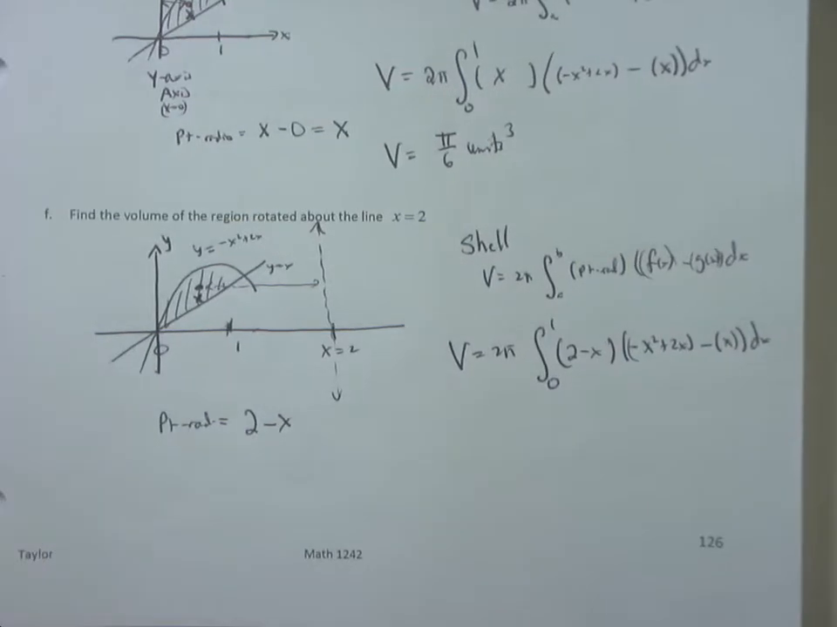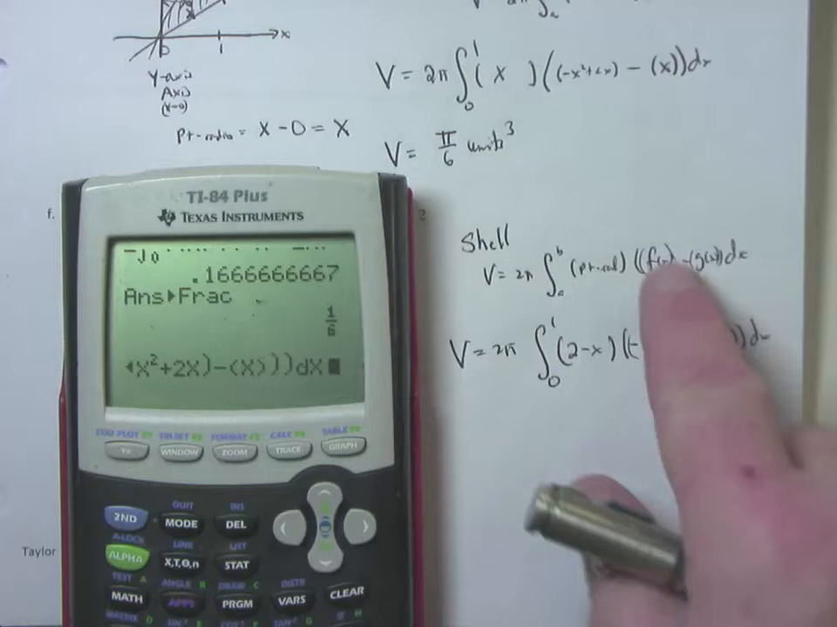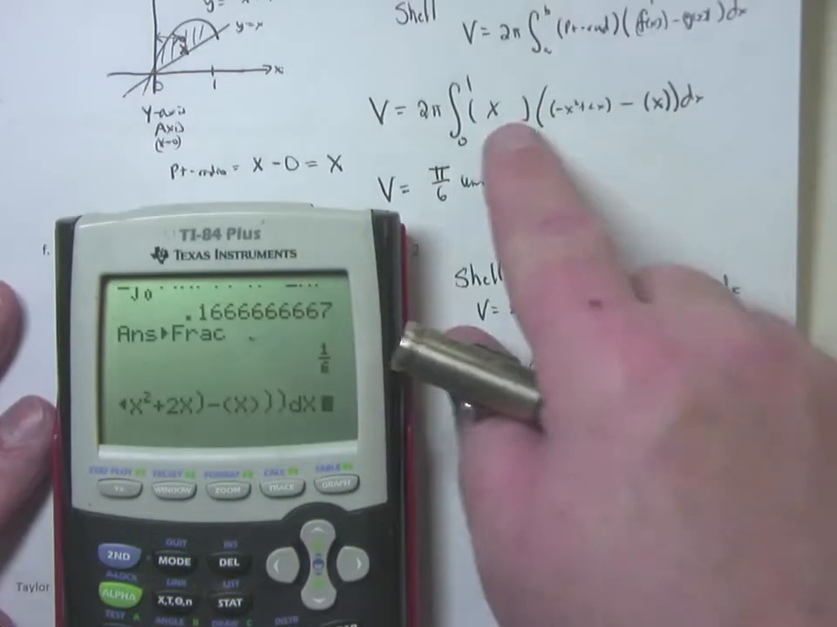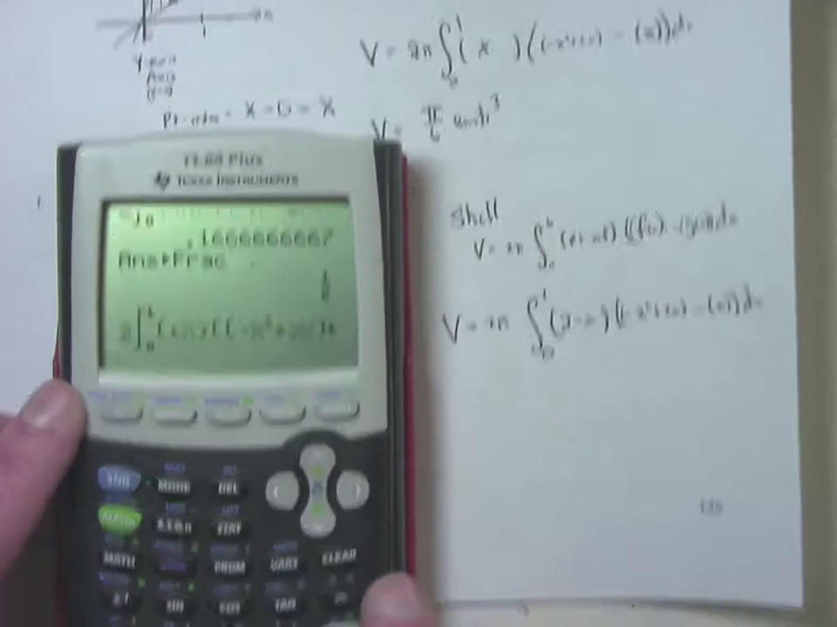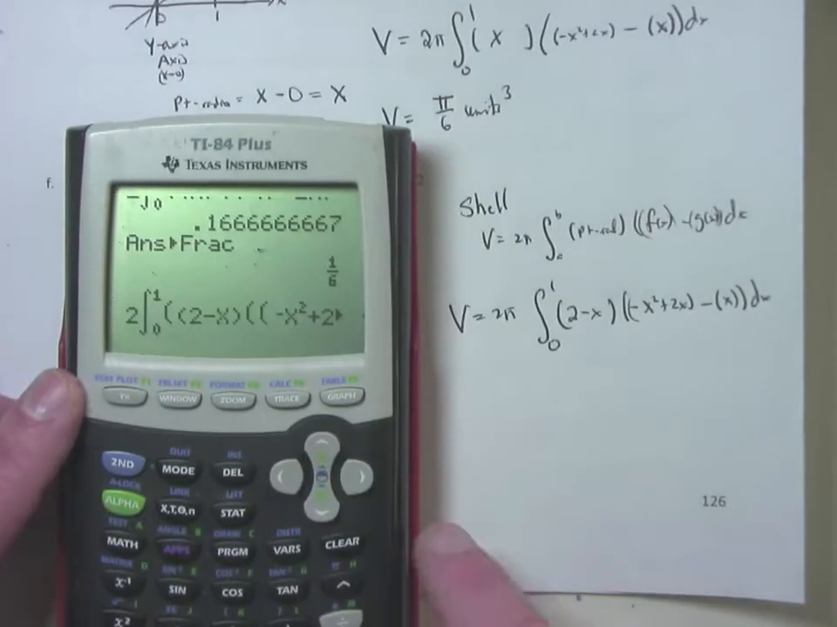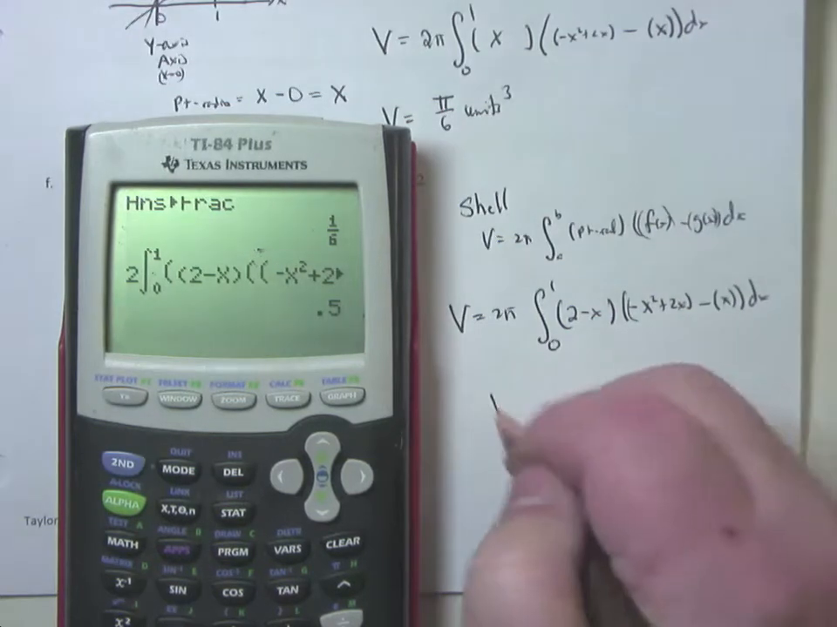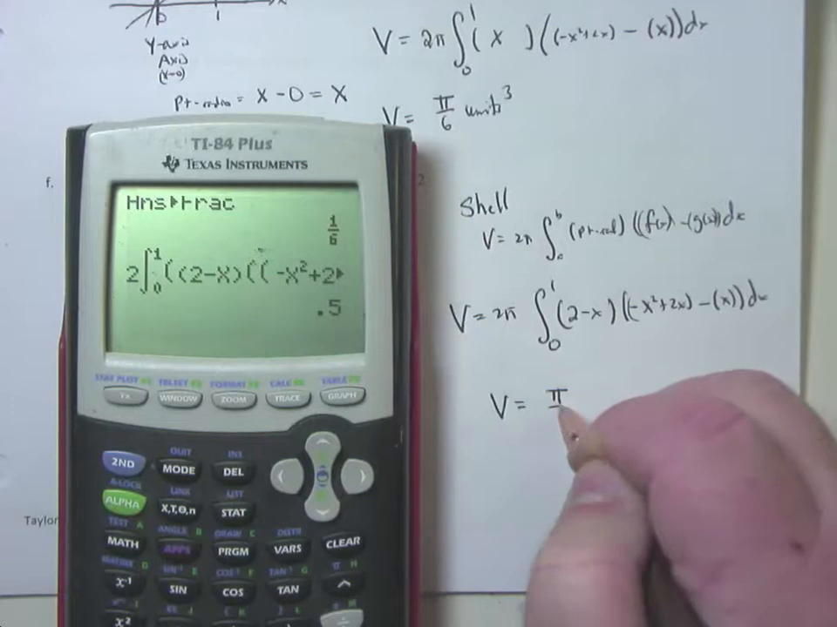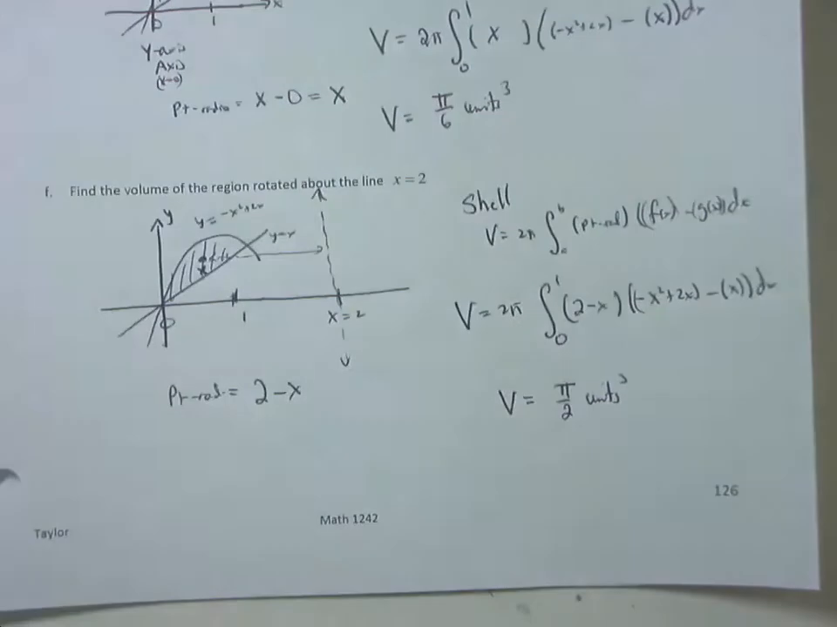Once you've got this going, I'm going to recall my function again. And the difference between that last problem and this problem is that instead of x, I have 2 minus x. So I'm going to go in there and just insert the 2 minus x there and hit enter. And I get 1/2. And remember, I already got the 2 out front, so the answer is sticking a pi on there. That's 1/2 pi units cubed. And notice in all these problems, I actually didn't draw the picture of what I'm finding the volume of. You can go back and do that if you want to, but I didn't require that. Does that make sense?